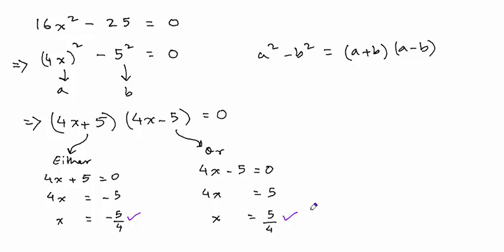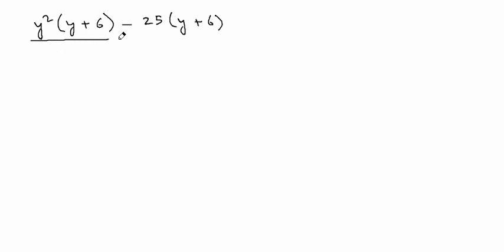Let's see another example at work. Let's say we have y squared times (y plus 6) minus 25 times (y plus 6), and all of that divided by y squared minus 36 is equal to 0. This one doesn't look like a quadratic equation, does it? After all, you have y squared times y, which is going to give you y raised to the third power. Indeed, this is not a quadratic equation, but then if you factorize the numerator, you have the common factor as y plus 6 and y plus 6.